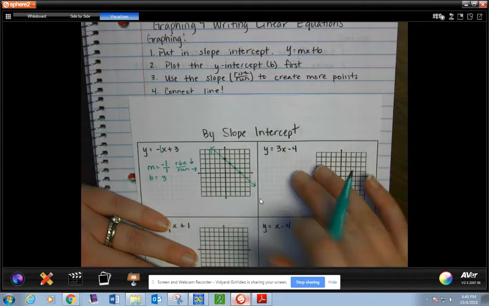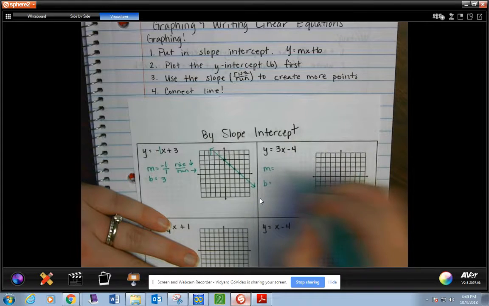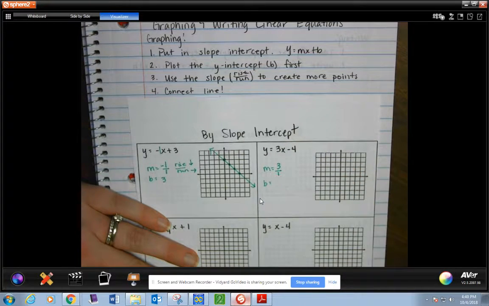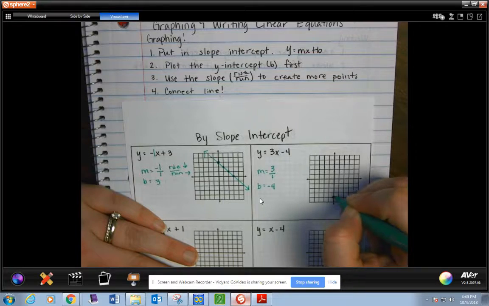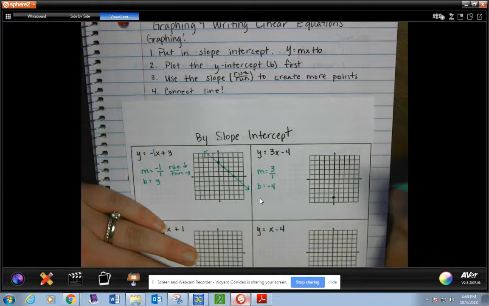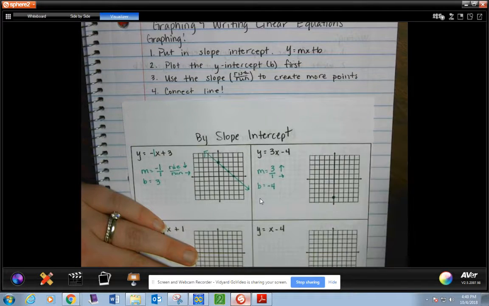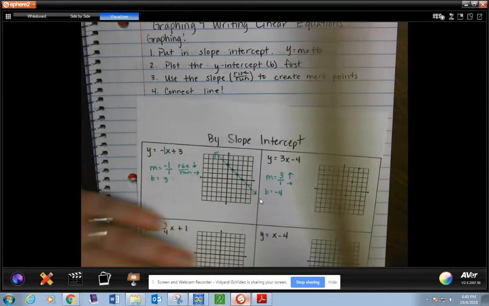Okay, going across, now we have y equals 3x minus 4. The first thing I'm going to look for is my m, which is my slope, and my slope is 3, but I like to have it as a fraction, so over 1, and my b is negative 4. I'm going to start with my y-intercept. That's the first thing I plot, and it's down 4. My 3 over 1 is telling me to go up 3 and then right 1. So from my dot, I'm going to go up 3, right 1. And then I'm going to repeat: up 3, right 1. Up 3, right 1. That's as many dots as I can get.